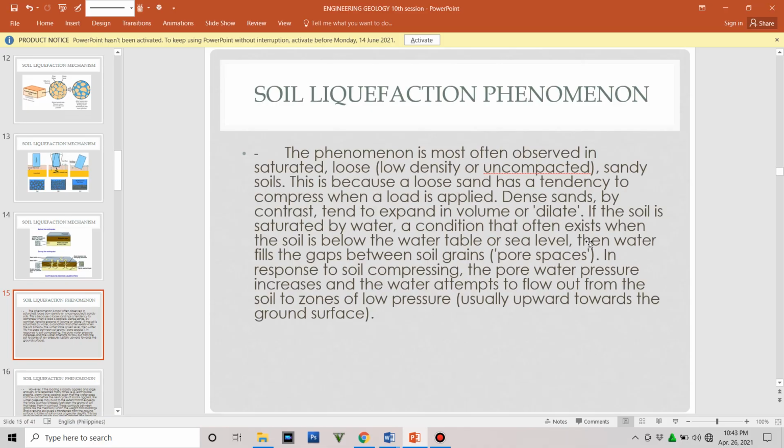So if the soil is saturated by water, a condition that often exists when the soil is below the water table or sea level, then water fills the gap between soil grains, or what we call the pore spaces. In response to soil compressing, the pore water pressure increases, and the water attempts to flow from the soil to zones of low pressure, usually upward towards the ground surface. So pataas, like in the figure a while ago.